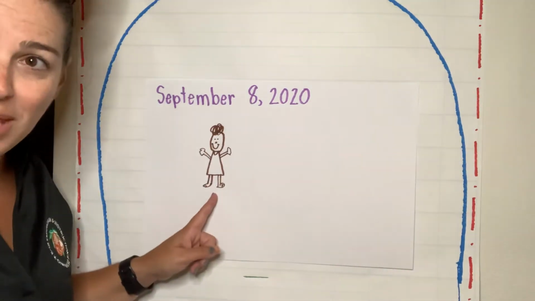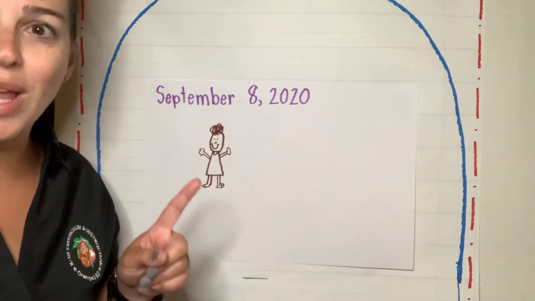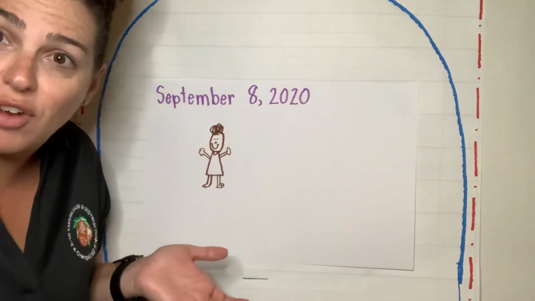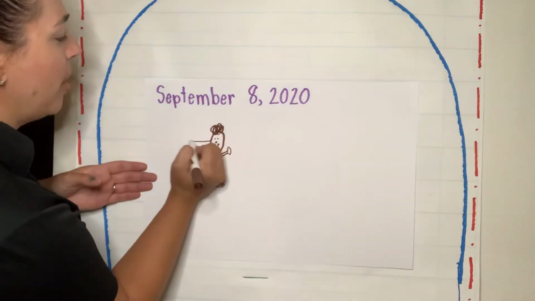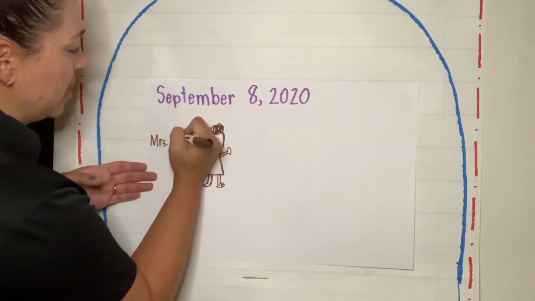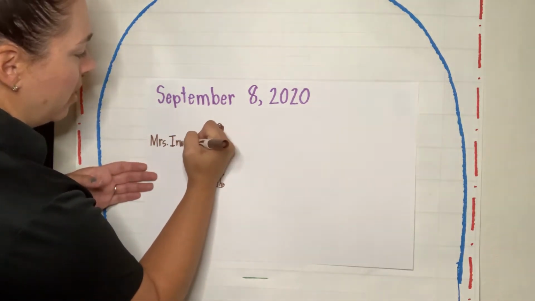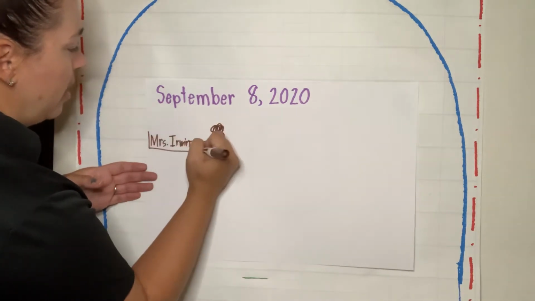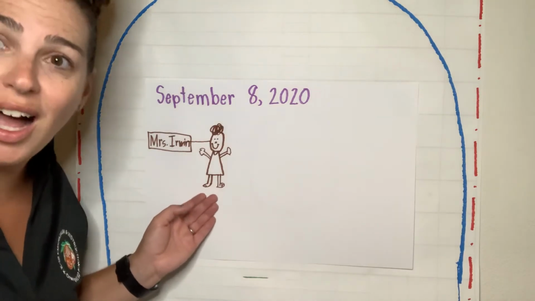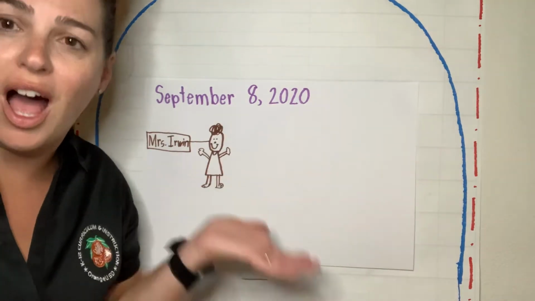Now, I drew me. Remember, we have to label. So I can write my name or I can write the word me. I think this time I'm going to draw my line and write Mrs. Irwin. Now this could be a great story when I could say, I went out for ice cream.